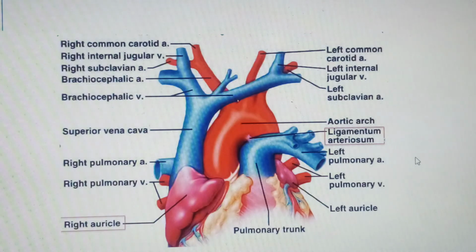So this is what I have for you for today. I hope you find it quite helpful in the study of the cardiovascular system, importantly regarding fetal circulation.